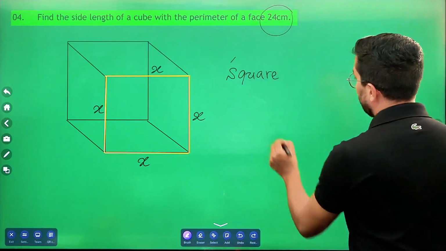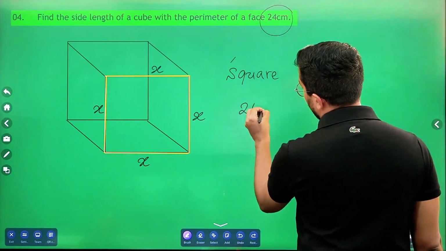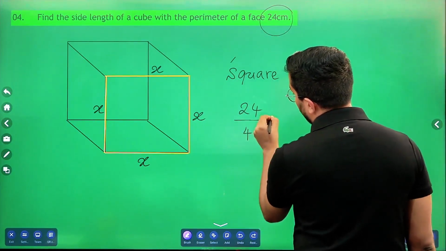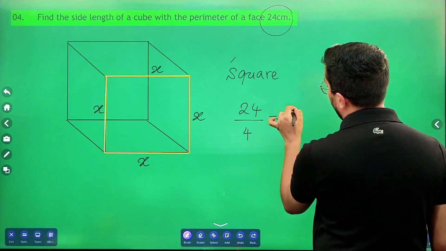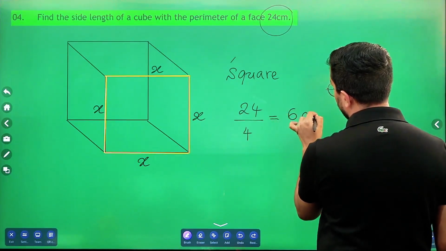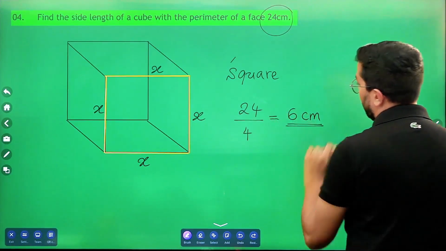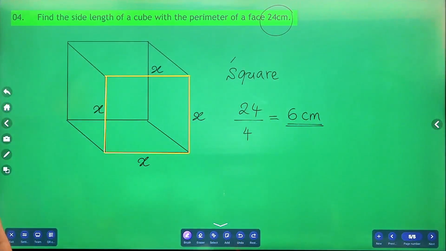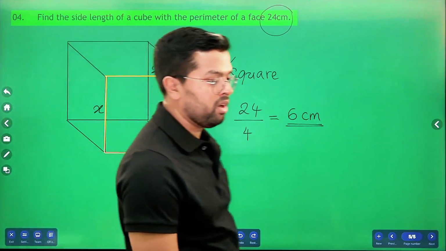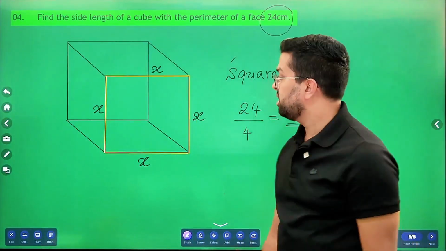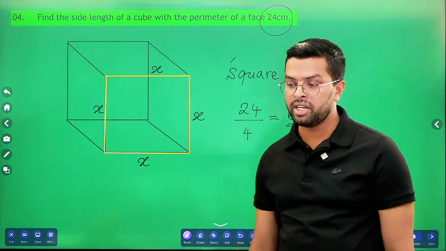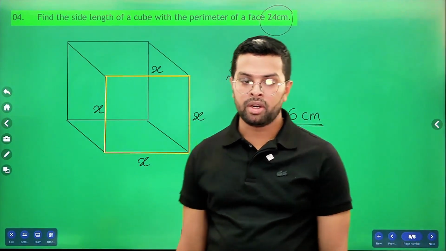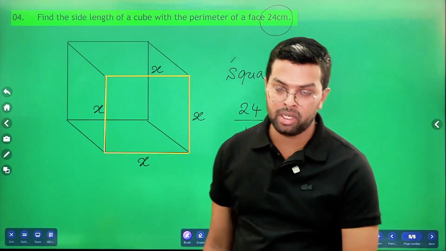Very simple. What we have to do is divide the perimeter by the total number of sides. So 24 divided by 4 is equal to 6. So the length of a side of this cube is equal to 6 centimeters. Is that clear enough? Alright. Moving on. Question number 5.